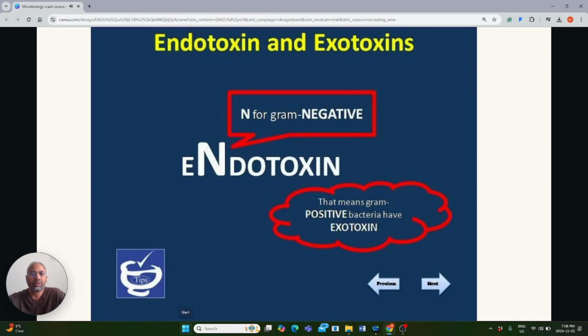Okay, so going to the next one, the other tests that are done to confirm the different types of organisms. The next test that we check for is the presence of endotoxins and exotoxins. Remember there is an N in endotoxins, and endotoxins are characteristic of gram-negative organisms, whereas exotoxins are more characteristic of gram-positive organisms.